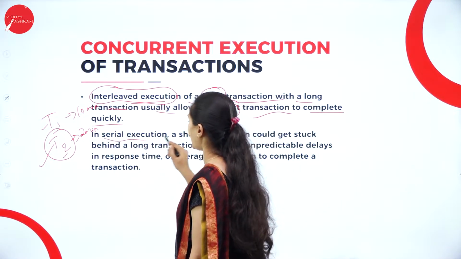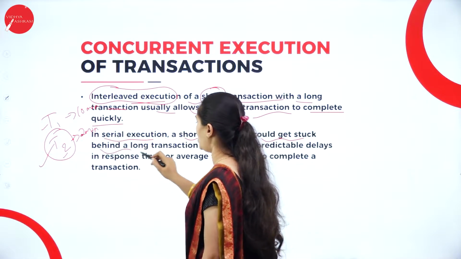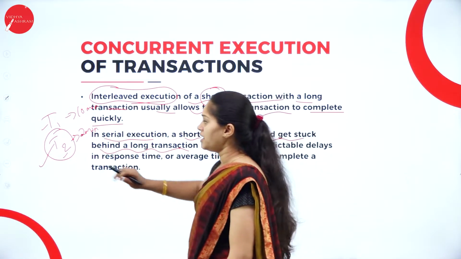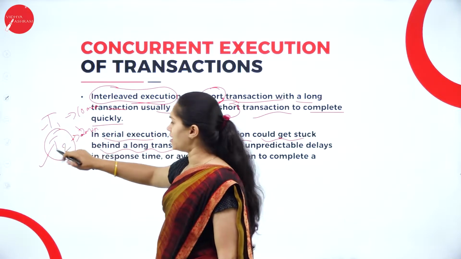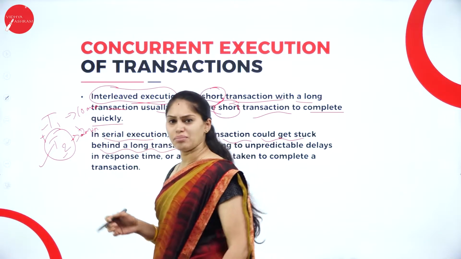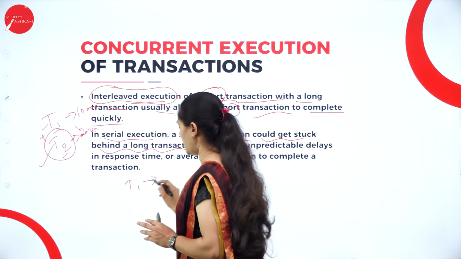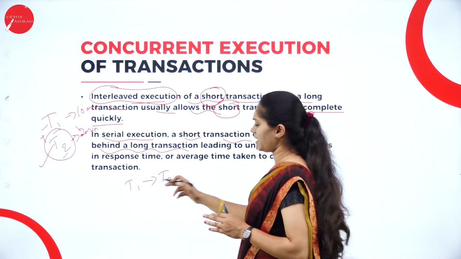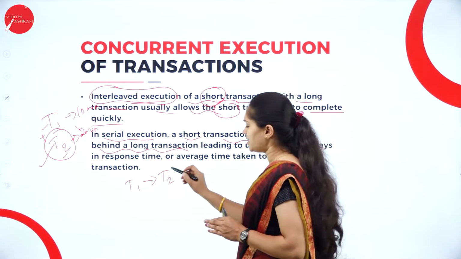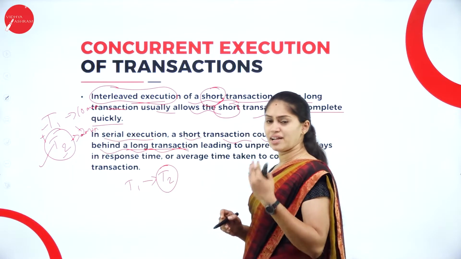In serial execution, a short transaction could get stuck behind a long transaction. So this is what non-serial is: we are interleaving transactions here. Both T1 and T2 are combined together and working in parallel. What if it is serial in nature? If T2 is the small transaction and T1 is the long transaction, T2 will get stuck behind the long transaction. It may take more time.